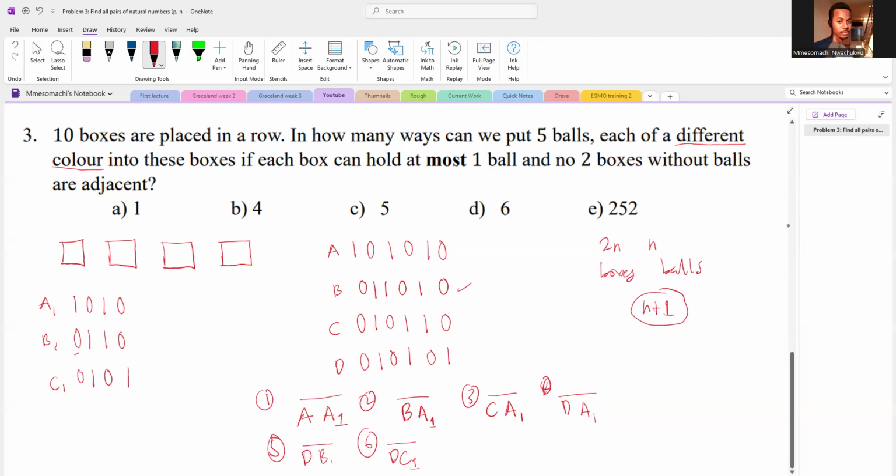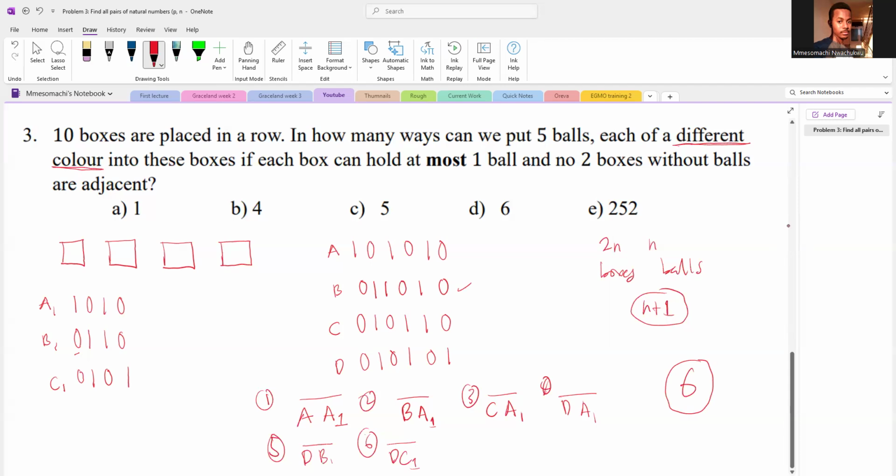So for 10 boxes and 5 balls, if the balls are identical, we'll have 6. So 6 will be the answer, and that is what should have been typed for this problem. But unfortunately, in the course of typing the question, we put different color. So that's an error on our part.